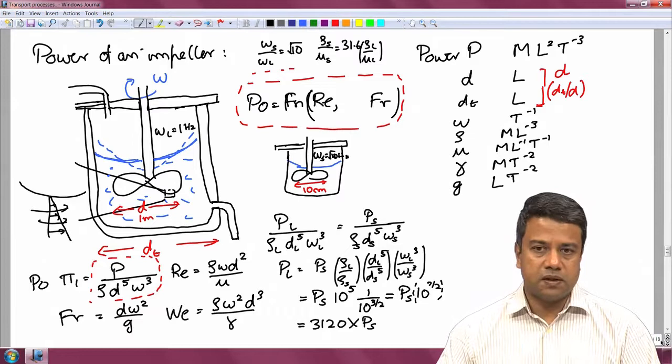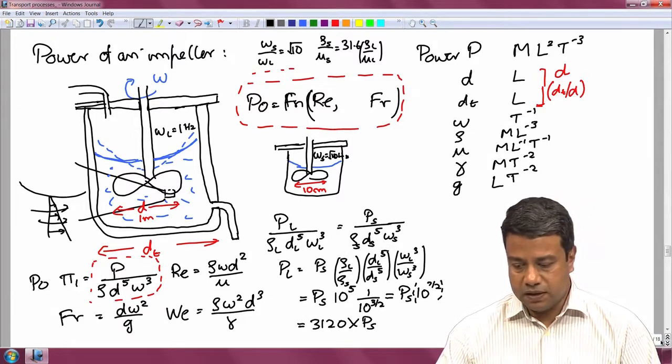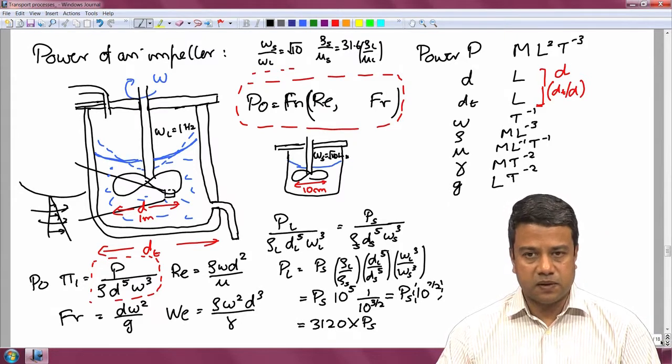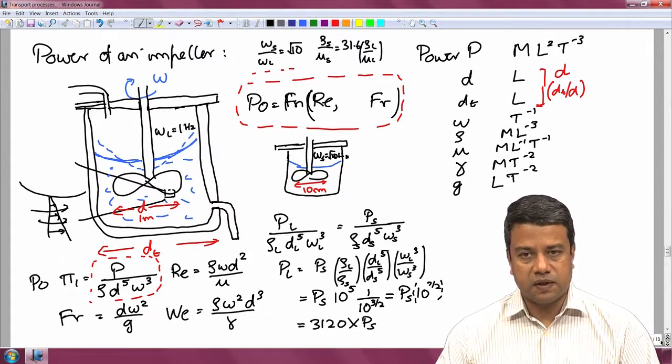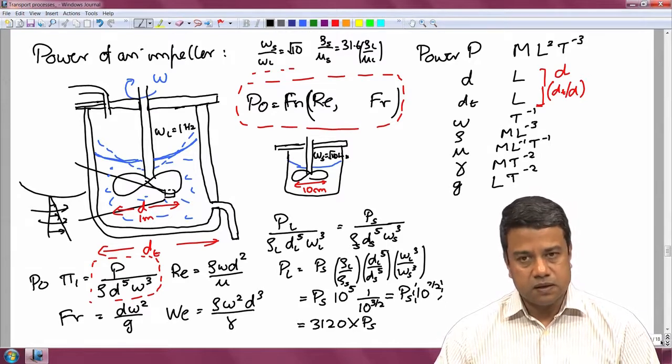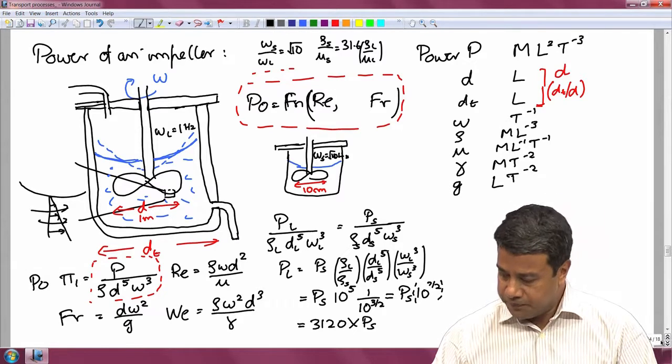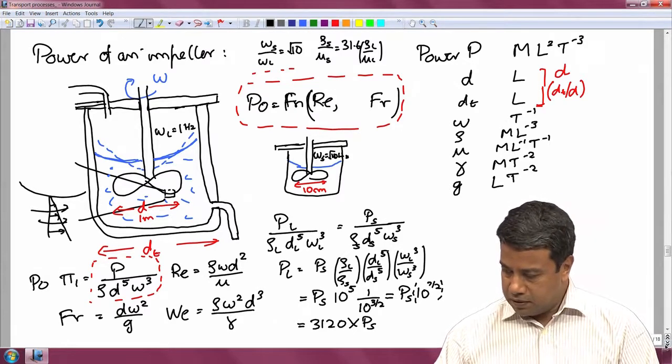The Froude number, the ratio of momentum transport to the acceleration due to gravity, and we also had a Weber number, which was basically the ratio of inertia and surface tension. So, in momentum transport alone you have some additional parameters.